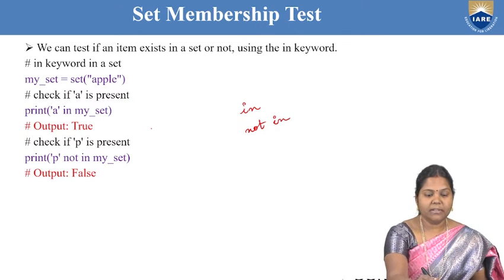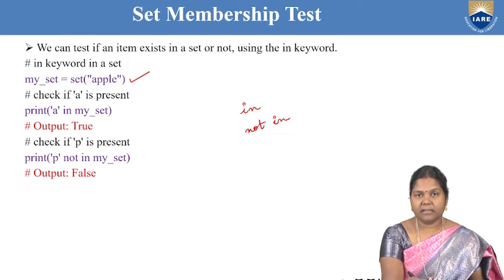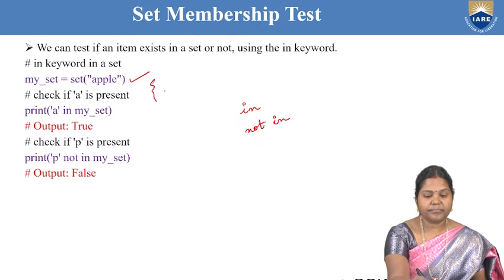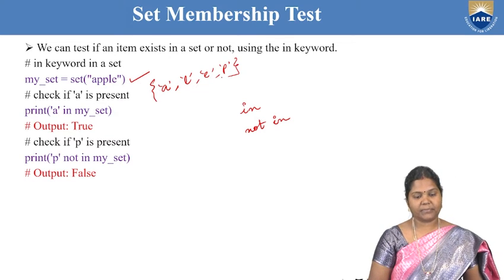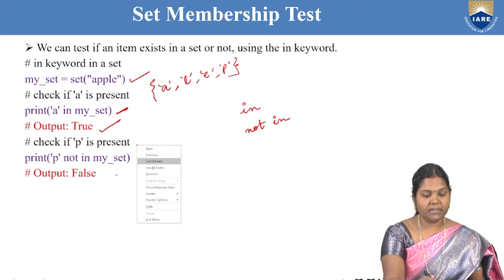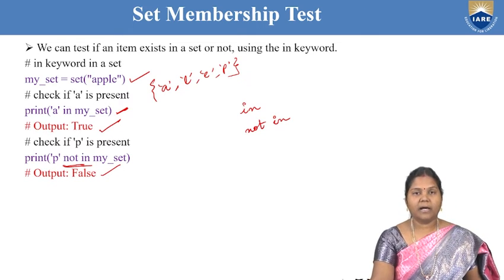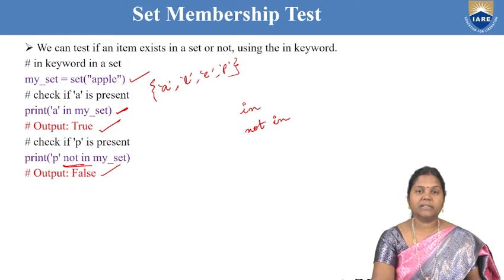Now, let us go for one example. Create one set from the string apple. The set method will create a set by taking the characters of apple. Obviously, p is there twice in the string, but while creating a set, it will take it only once. So your set will look like, because it is unordered, maybe a, l, e, p, something like this. Now we are checking whether a is present in my set. Yes, it is present, so it will return true. Check whether p is present or not. Yes, it is present. If p is in my set, then it will return true. If p is not in my set, then it is going to return false. So in and not in are simply used to check whether a particular element is present in the set or not.